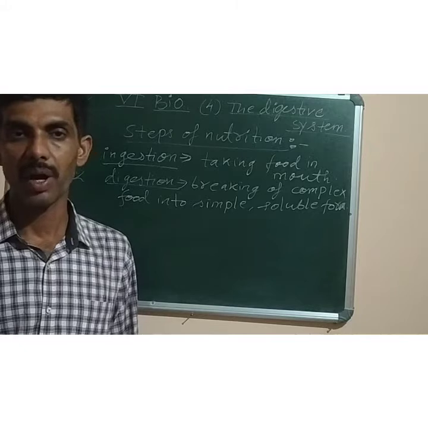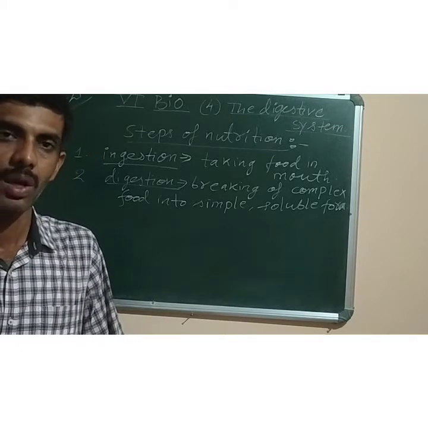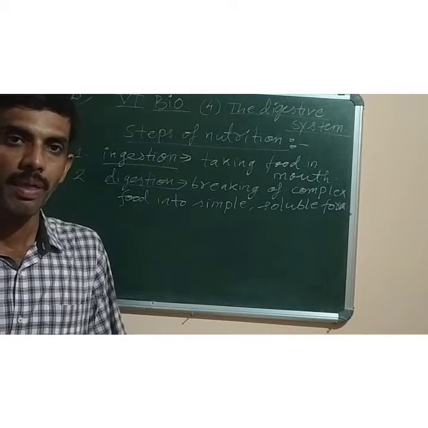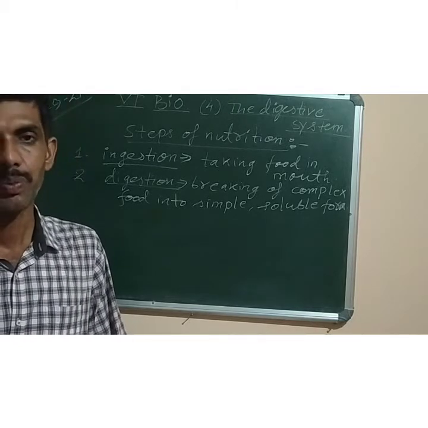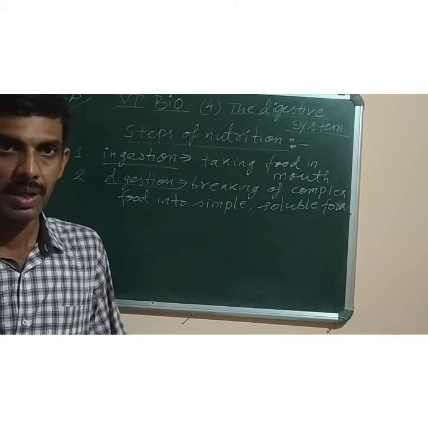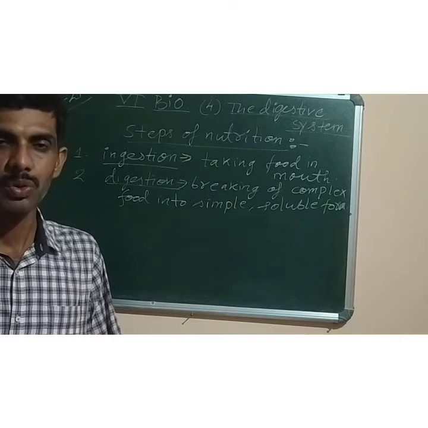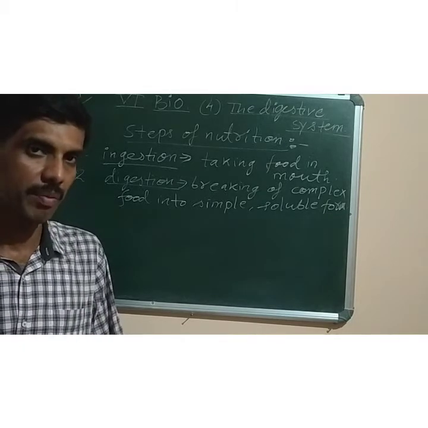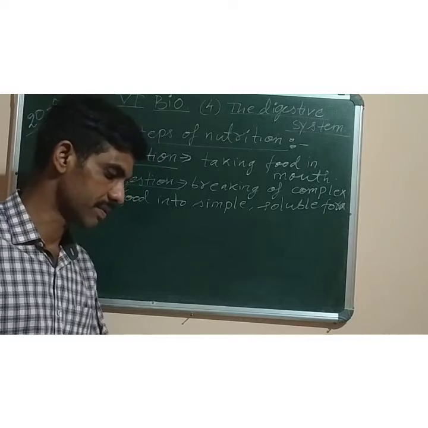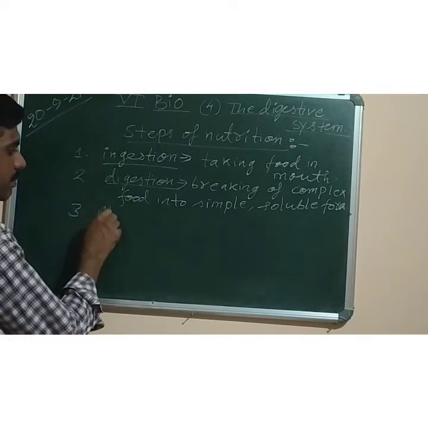Like carbohydrate will be digested into maltose. Similarly, the fats will break down into fatty acids and glycerol. The proteins will get digested into proteoses and peptones. So this process of breaking complex food particles into simpler form which can be absorbed in our bloodstream is called digestion. Okay? Now the third step is absorption.